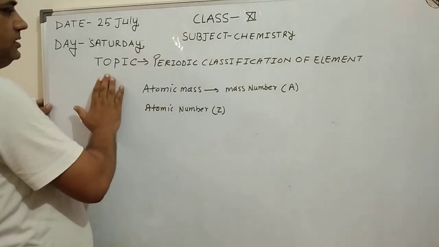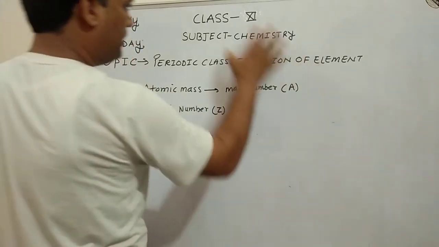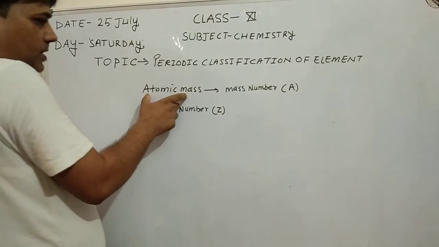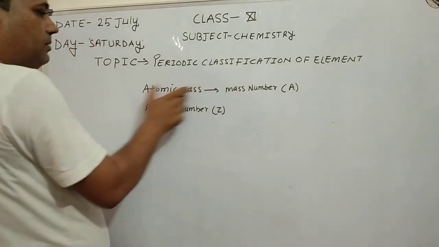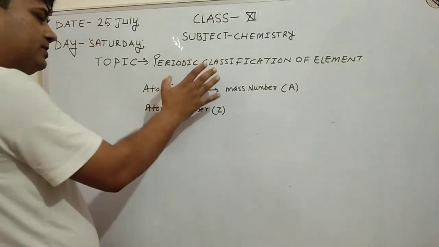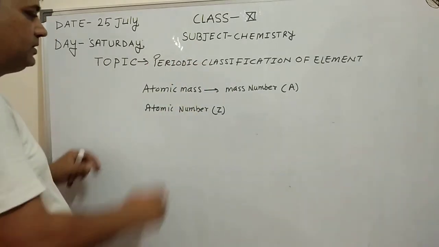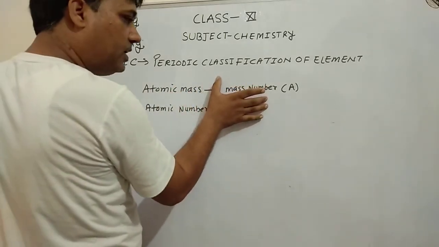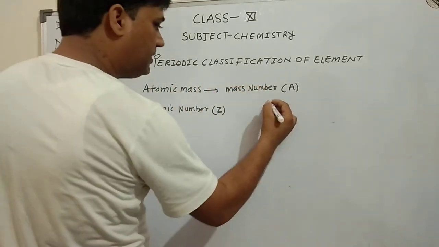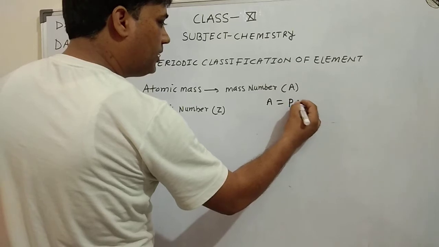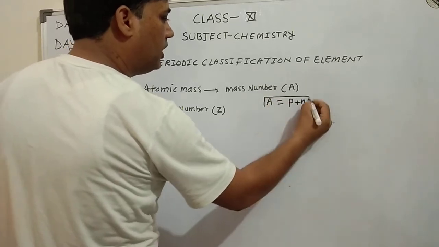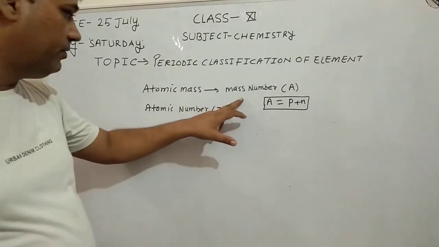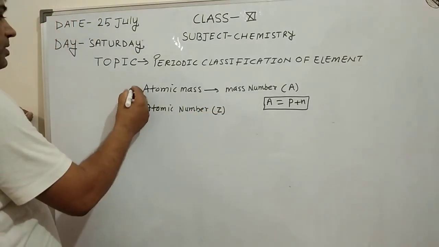Today I am going to discuss periodic classification of elements of 11th class. In the previous video I discussed atomic mass and mass number. Atomic mass and mass number are approximately the same, but there is a minute difference. Atomic mass may be fractional, but mass number is not fractional, because mass number is equal to the number of protons plus the number of neutrons. Protons and neutrons are never fractional, so mass number is never fractional, but atomic mass may be fractional.